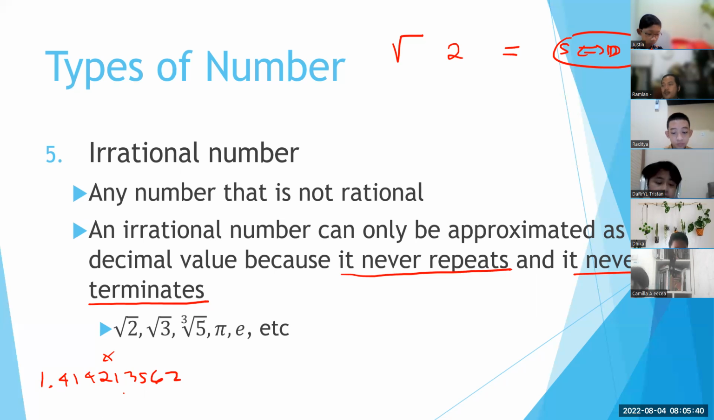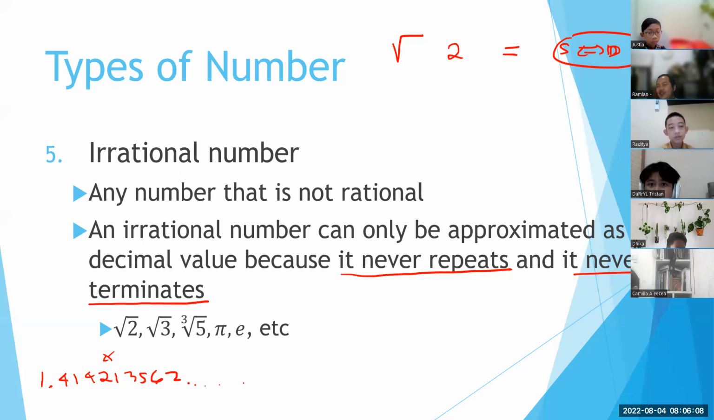Does any number repeat? Repeating that, guys? No, right? So you can see that after 4 we have 1 and then another 4 and then 2, 1, 3, 5, 6, 2. All of these numbers, it doesn't end, guys, because your calculator only has a couple of digits. How many digits do we have? 1, 4, 1, 4, 2, 1, 3, 5, 6, 2, 3, 7 and infinite. Yeah, there we go.